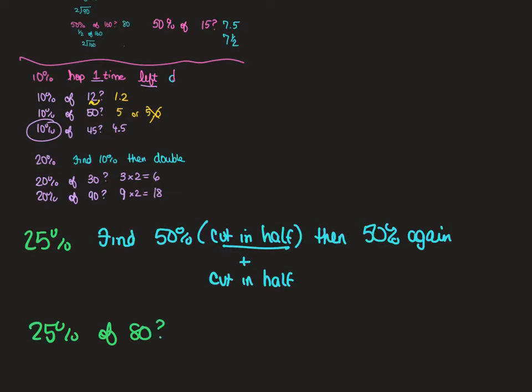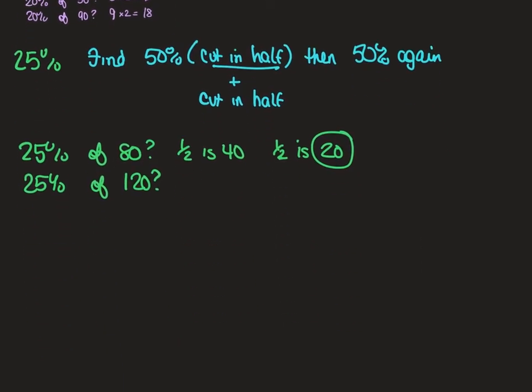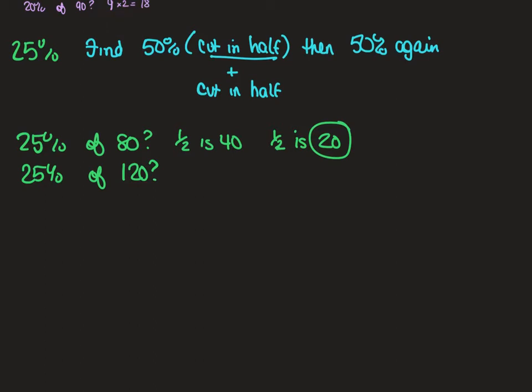So let's try 25% of 80. Well, half is 40. Half of 40 is 20. So 25% of 80, first we cut it in half, then we go half again. Final answer is 20. Let's do 25% of 120. Cut it in half, then cut it in half again. Did you figure it out yet? 30, because half is 60 and half again is 30.